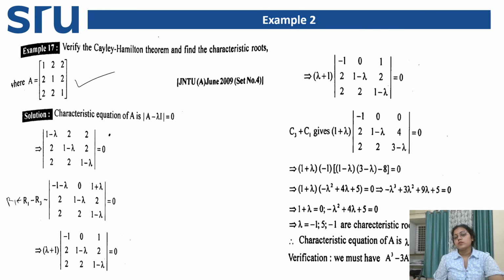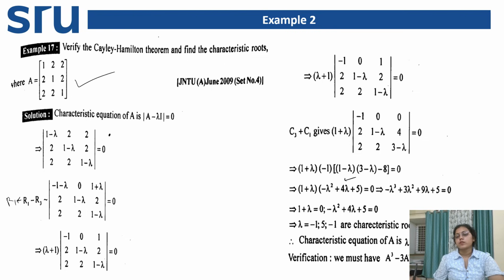Only the first place you have to consider, minus 1 into, remove this row and this column and find the minor of this. This is the final answer. So one factor is lambda plus 1 and the other is the quadratic equation.